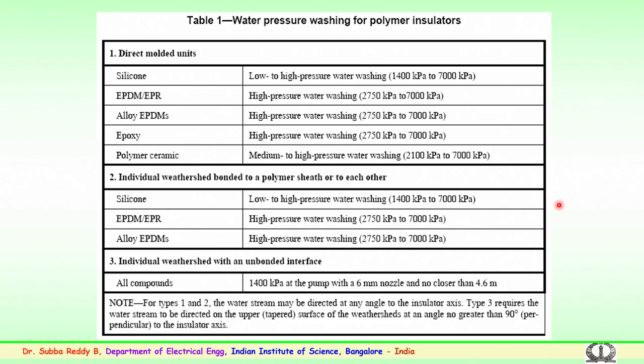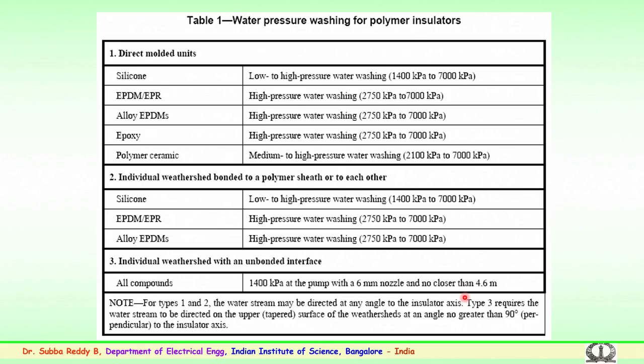So, what happens in case of individual weather sheds with an unbonded interface? Previously it was bonded to a polymer sheath. With an unbonded interface, for all the compounds, that is silicone, EPDM and alloys, normally the utilities use 1400 kilopascals at the pump with a 6 mm nozzle and no closer than 4.6 meters. So, this method is employed.